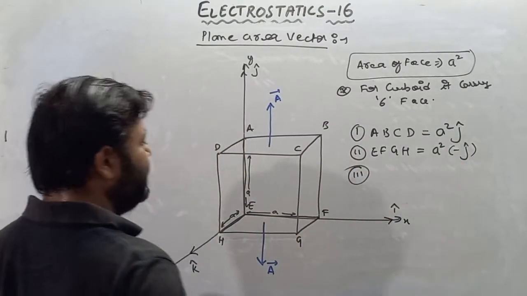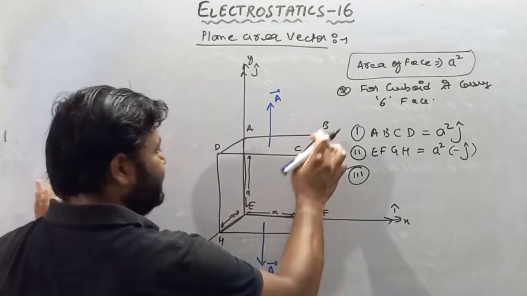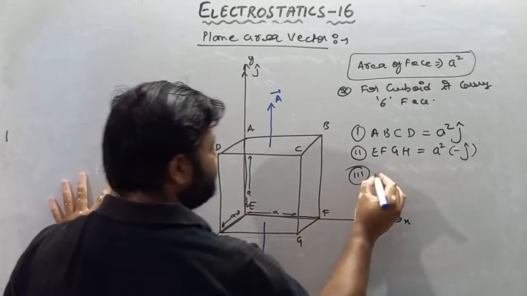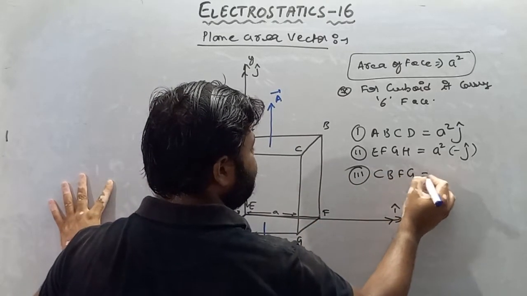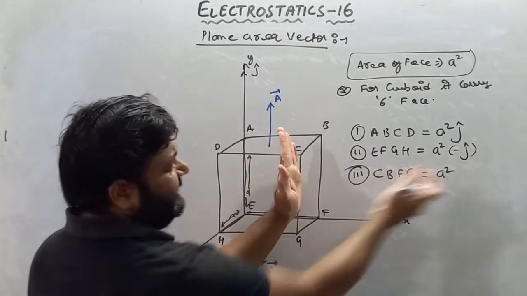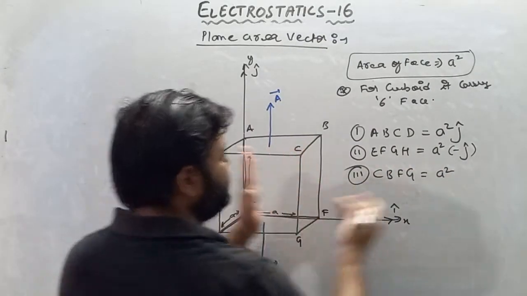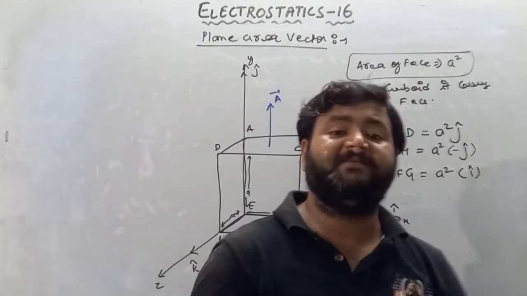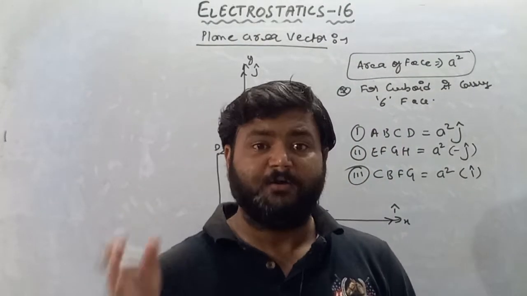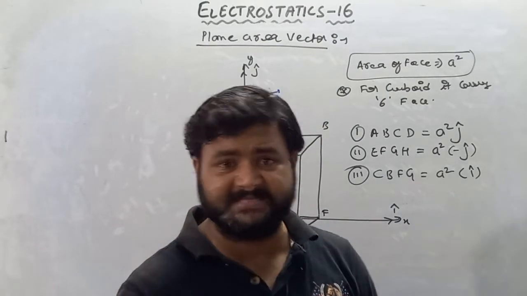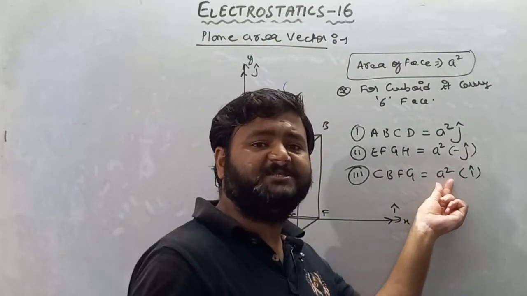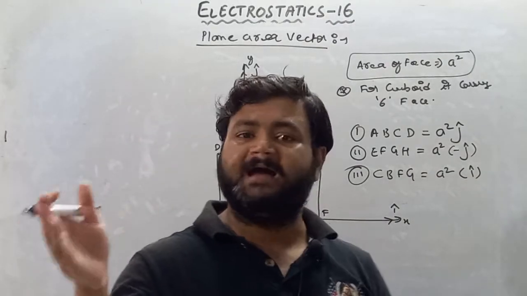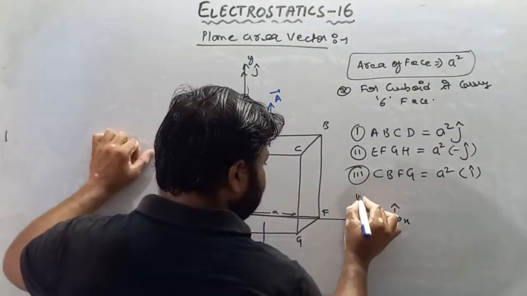Similarly, on the positive x-axis side, it is the face CBFG. Its area is a square and its face is toward the positive x-axis, so I'll write it as i cap. Why am I using direction? Because here we are considering area to be a vector, whose magnitude and direction must both be present. So the magnitude of the area of each face is a square, and for direction we are using i cap, j cap and k cap.